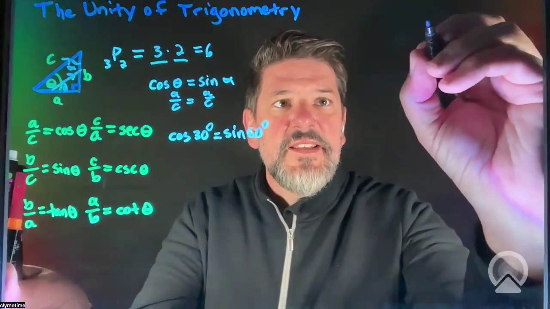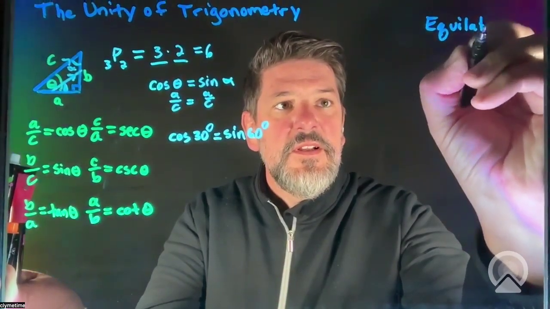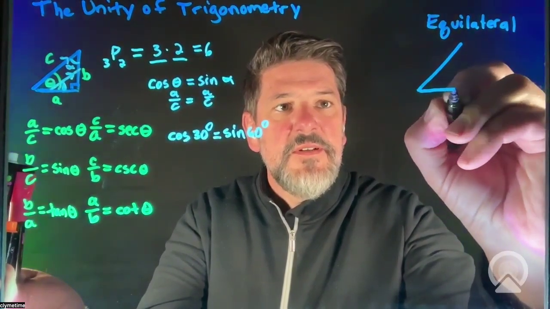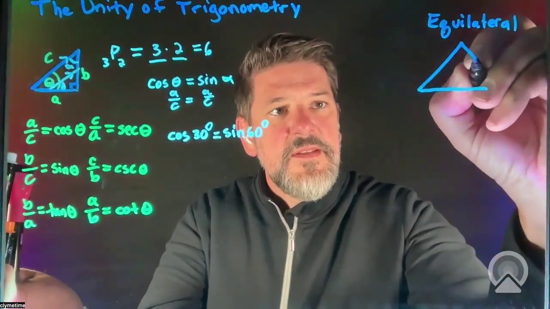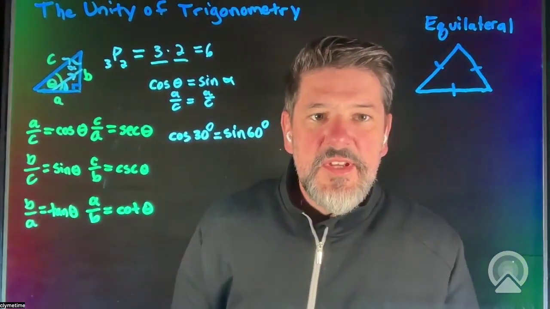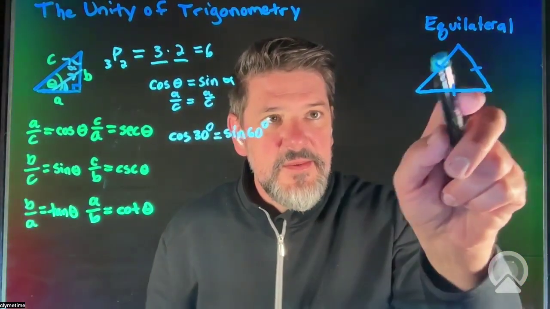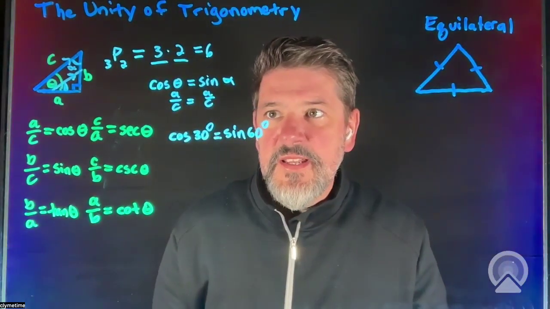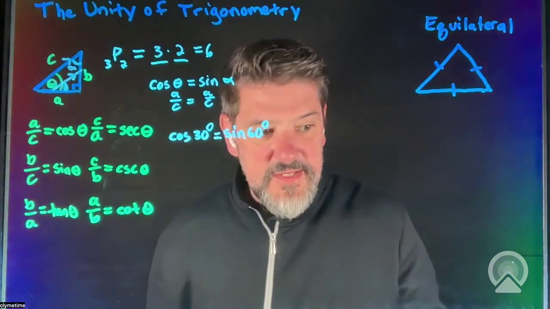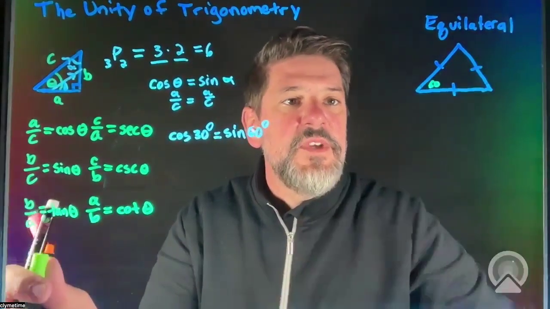So I want to look at the case of an equilateral triangle. If we look at an equilateral triangle, that means, by definition, all three sides will have the same length. So this side is the same as this side, which is the same as this side. We know that the sum of the three angles in every triangle has to add up to 180. That's why these two have to add up to 90. And so each one of these has to be 60 degrees.